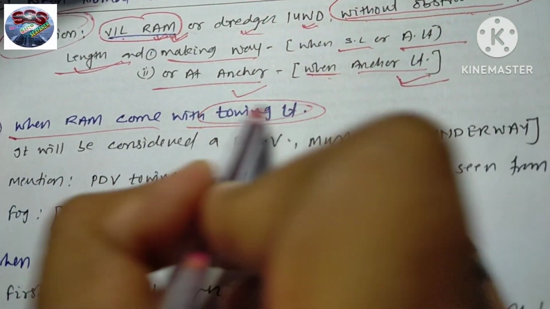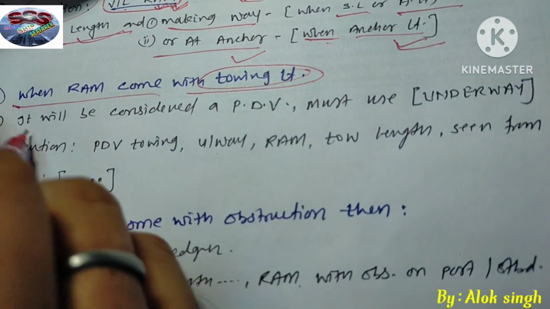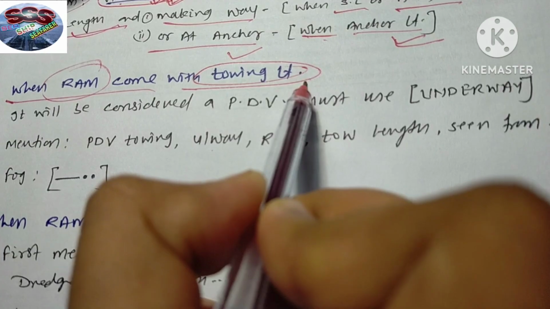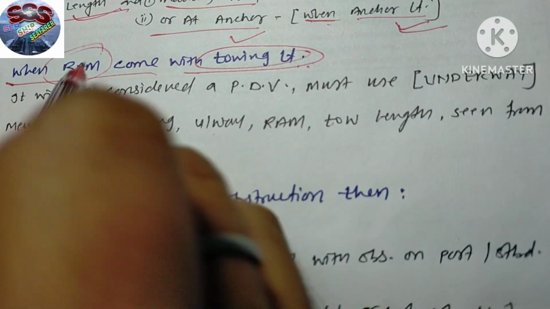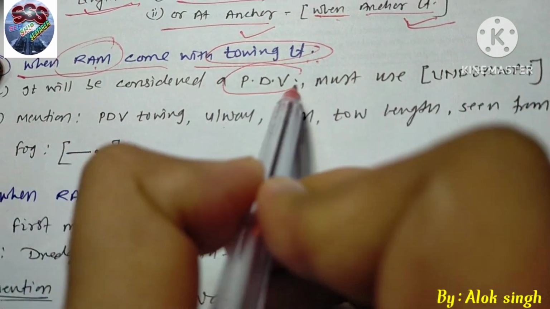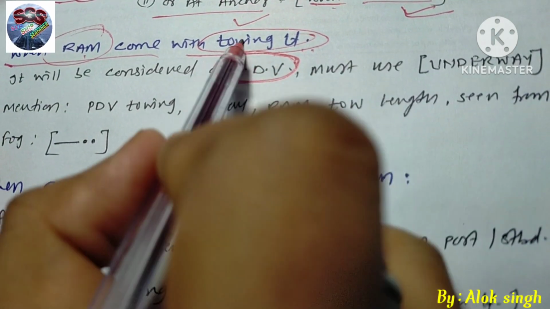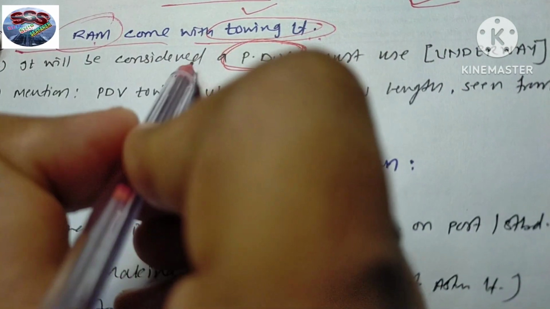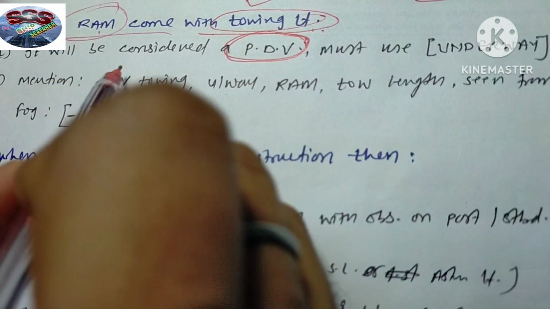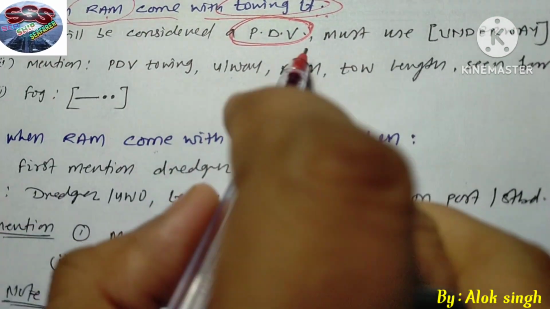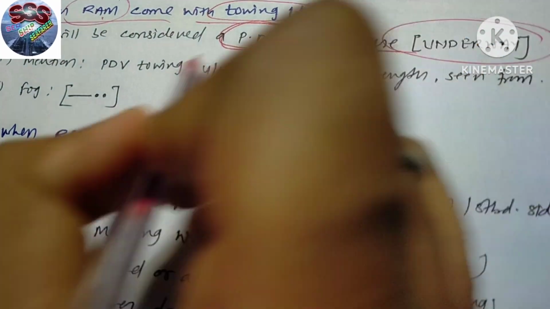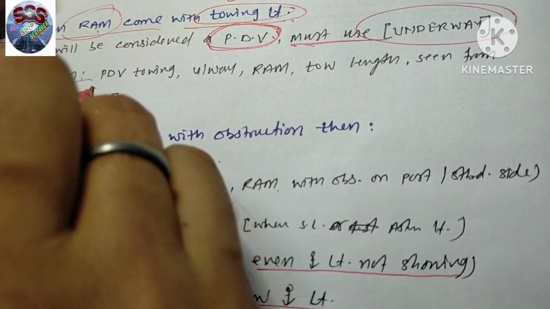Now RAM when it comes with the towing light, which I was just discussing. If it is showing RAM light and towing light also, as per Rule 24 and Rule 27, if both lights are showing, then it will be considered a power-driven vessel. It is a power-driven vessel because it's towing, but at the same time it is RAM also. So in this condition, the vessel has to mention underway and not making way. So how do you have to mention? Must use underway in this condition.